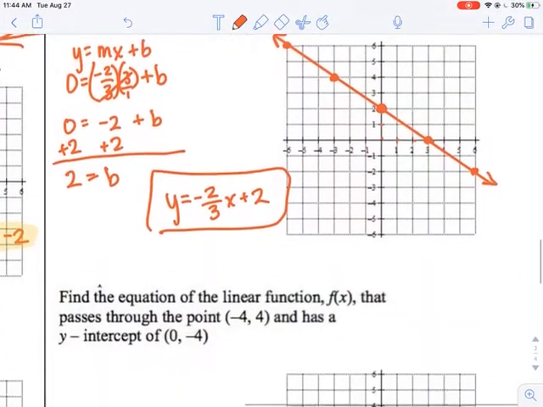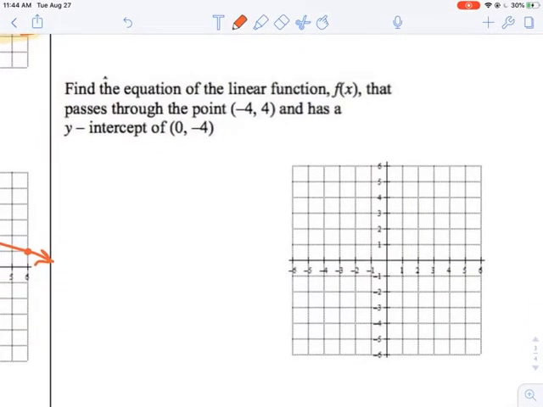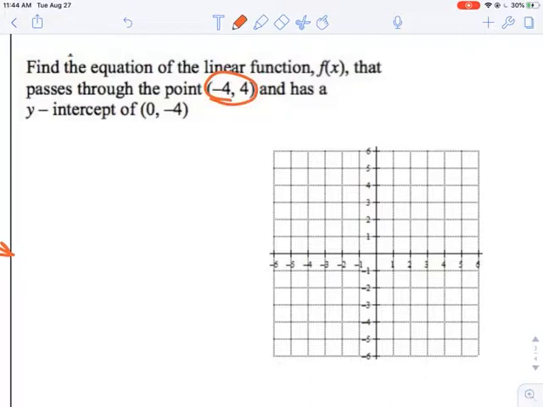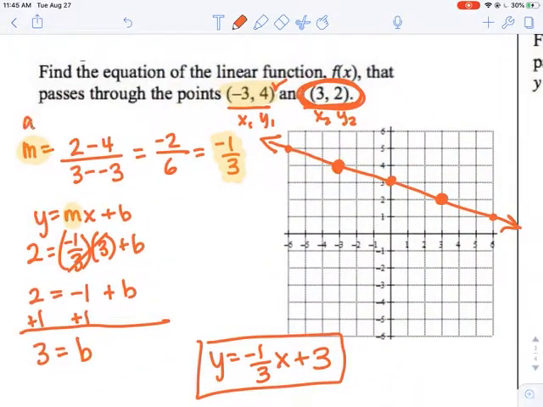Right. And then finally, I have this one here. We're finding the equation that passes through the point here, (negative 4, positive 4), and has a y-intercept of (0, negative 4). So this point here. Algebraically, we've done this a few times now. They give us 2 points, so it would look exactly like this solution, where if we were solving algebraically, that would be this section.